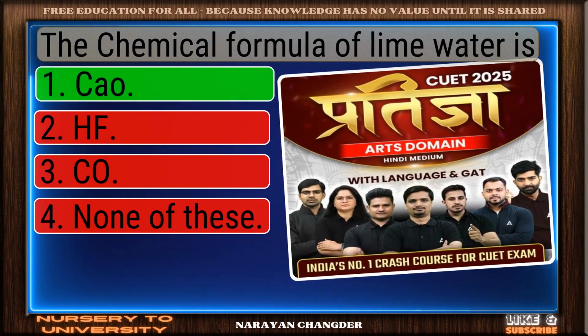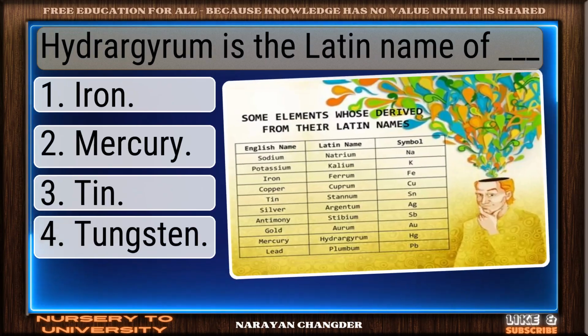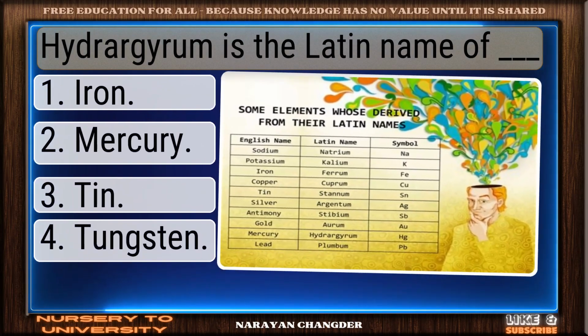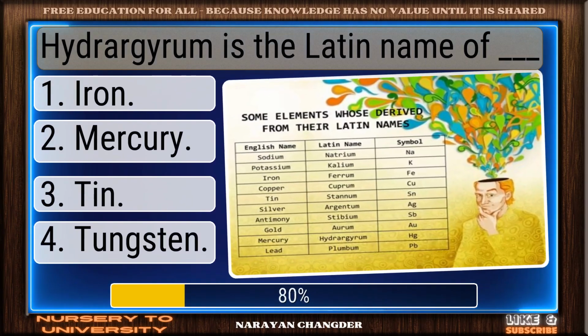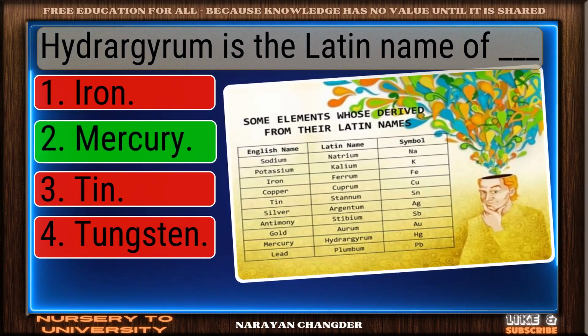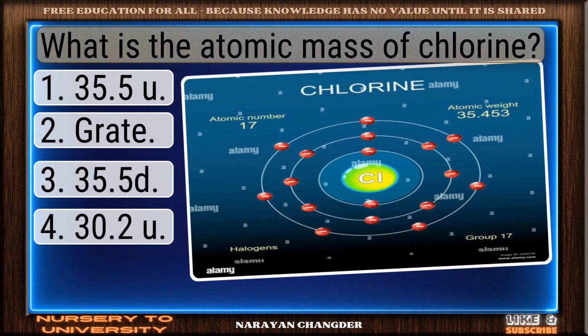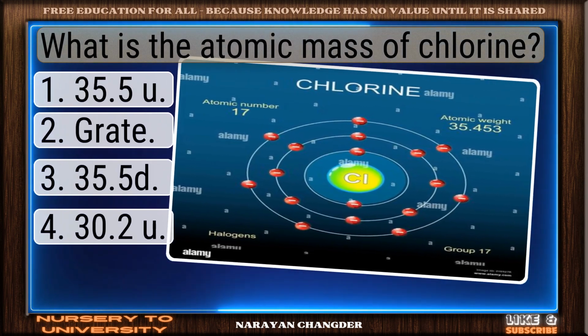Right choice. Ca(OH)2 is the best answer. Question number 205. Hydrargyrum is the Latin name of dash. Smart pick. Mercury is the correct choice. Question number 206. What is the atomic mass of chlorine?